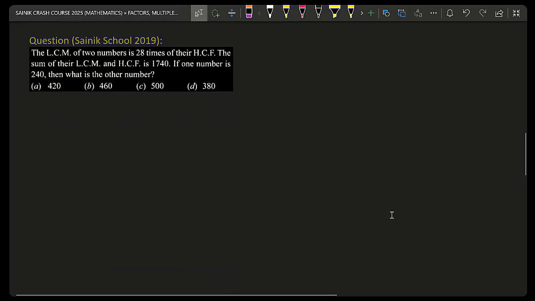Yes, all of you try the next question. This question came in Sainik School 2019. The LCM of two numbers is 28 times their HCF. The sum of their LCM and HCF is given as 1740. If one number is 240, then what is the other number? I'm giving 2 minutes of time so that we can work on this question. If any student is interested, you can raise a hand now.